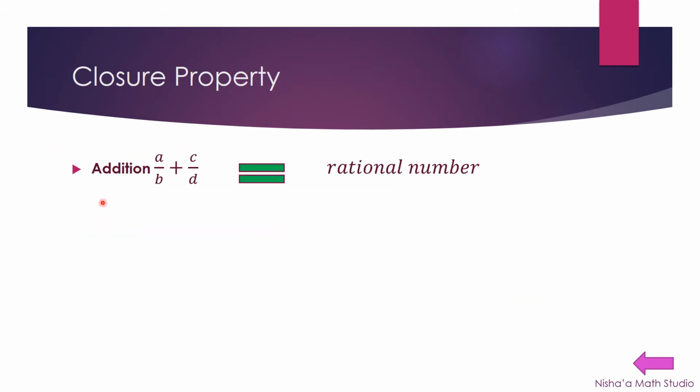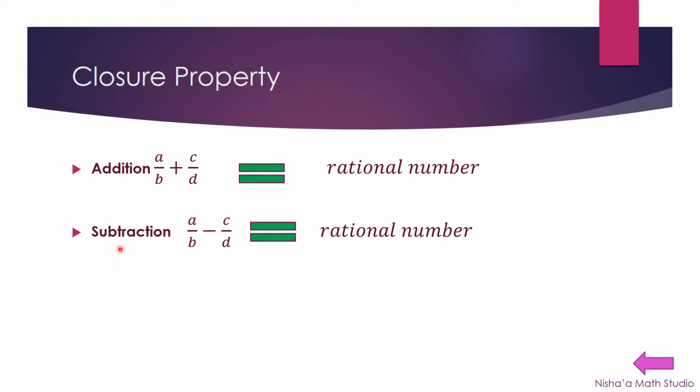For any addition of two rational numbers, let's take them as a by b and c by d. When you add them, the result is also a rational number. This is called closure property. That is, when we add two rational numbers, their result is also a rational number. So we say that addition is closed. Addition supports the closure property.